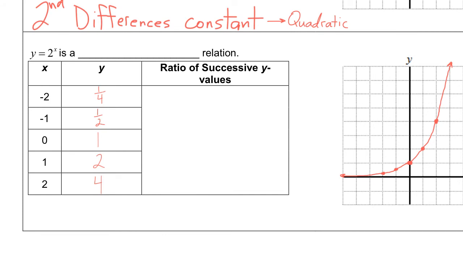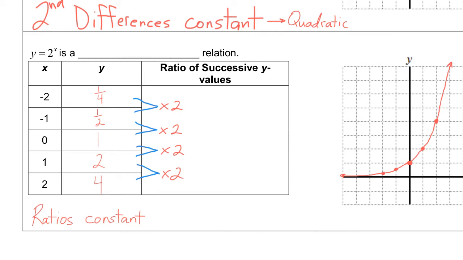But if we look at the table of values and ask, what is the ratio between these successive y values? And by that I mean, what do you multiply this one by to get this one? Well, every time you're multiplying by 2. So your ratios are constant. And that's how you know this is an exponential relation.